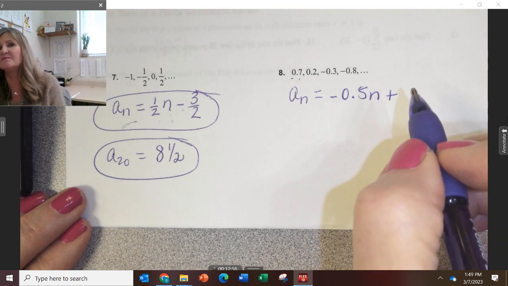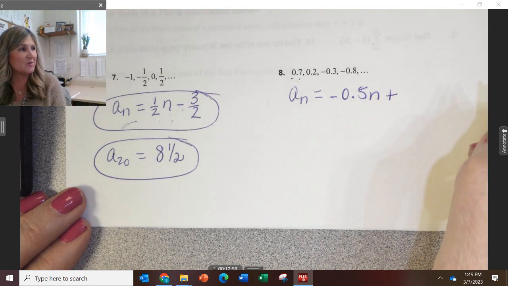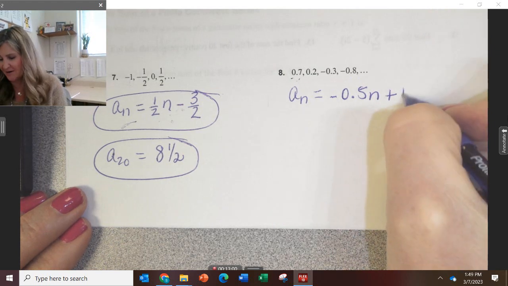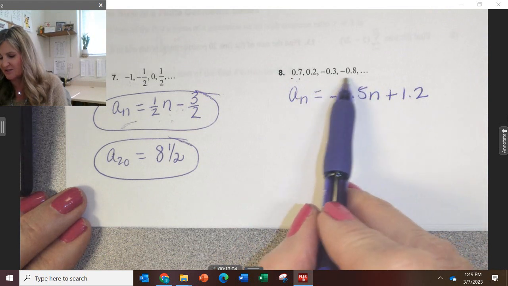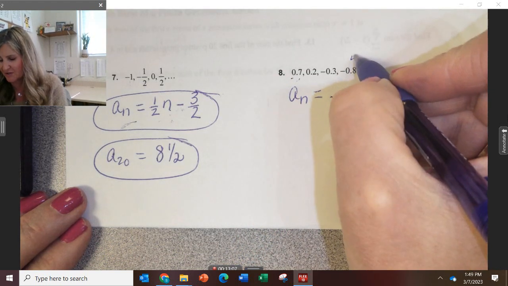Plus what? I hear some people whispering it. 1.2, right? So I need the first term to work. I need all these terms to work. I'm just going to check it for the 4th term.